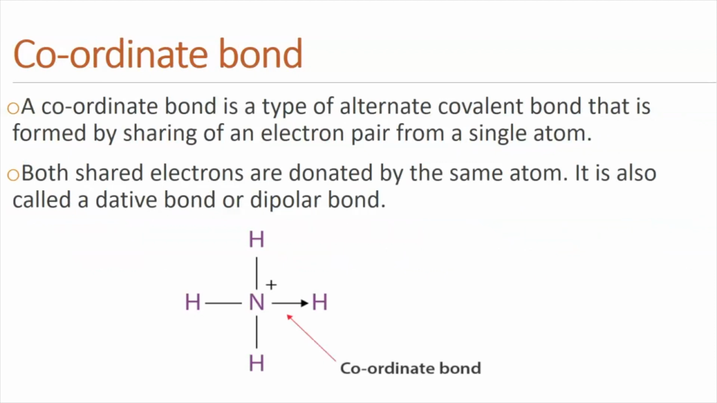Then the next type of bond is coordinate bond. A coordinate bond is a type of alternate covalent bond that is formed by sharing of an electron pair from a single atom. Both the shared electrons are donated by the same atom. It is also called a dative bond or dipolar bond. An example for coordinate bond is the formation of the ammonium ion, NH4+. Here, the nitrogen atom donates its lone pair of electrons to hydrogen, forming a coordinate bond.